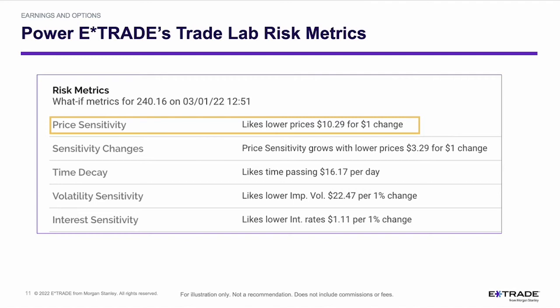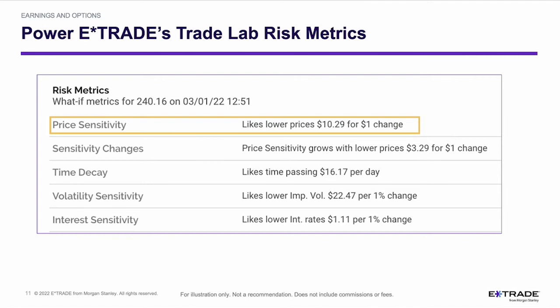Now, that's initially what it would look like. If the stock were to go down, let's say $1 or $2, and we were to redo the risk metrics, it would pop up and say that it likes higher prices. So really, when you're doing an iron butterfly, what you were anticipating and what you were hoping is that the stock is going to stay very near that current price. Now remember, we're going to profit from it staying within the range, but we will profit more if it stays very, very close to 240.